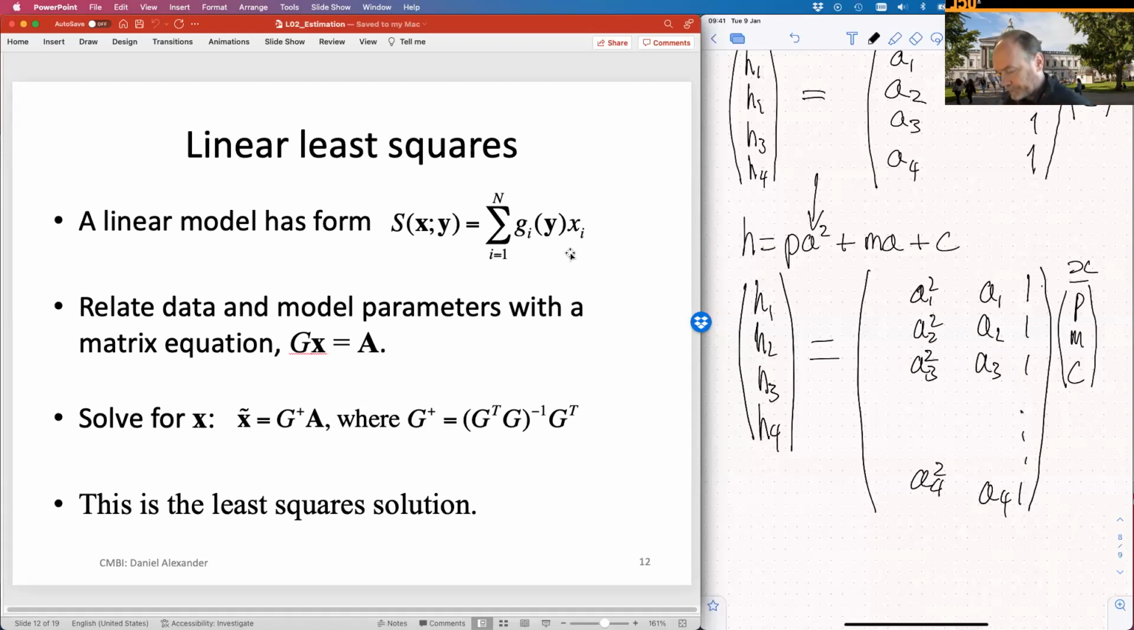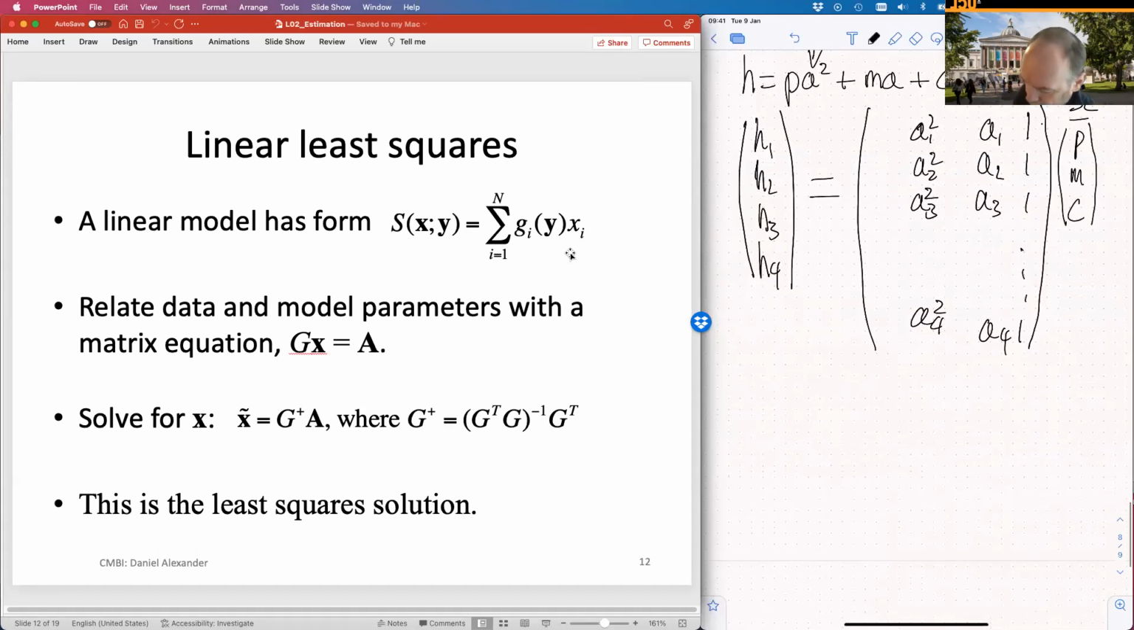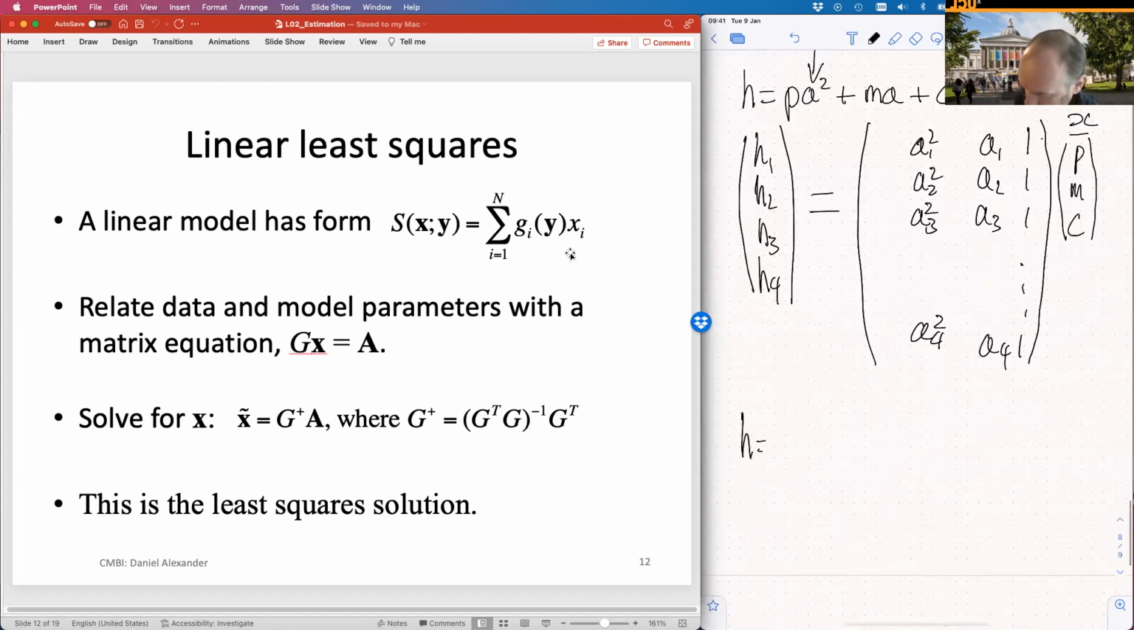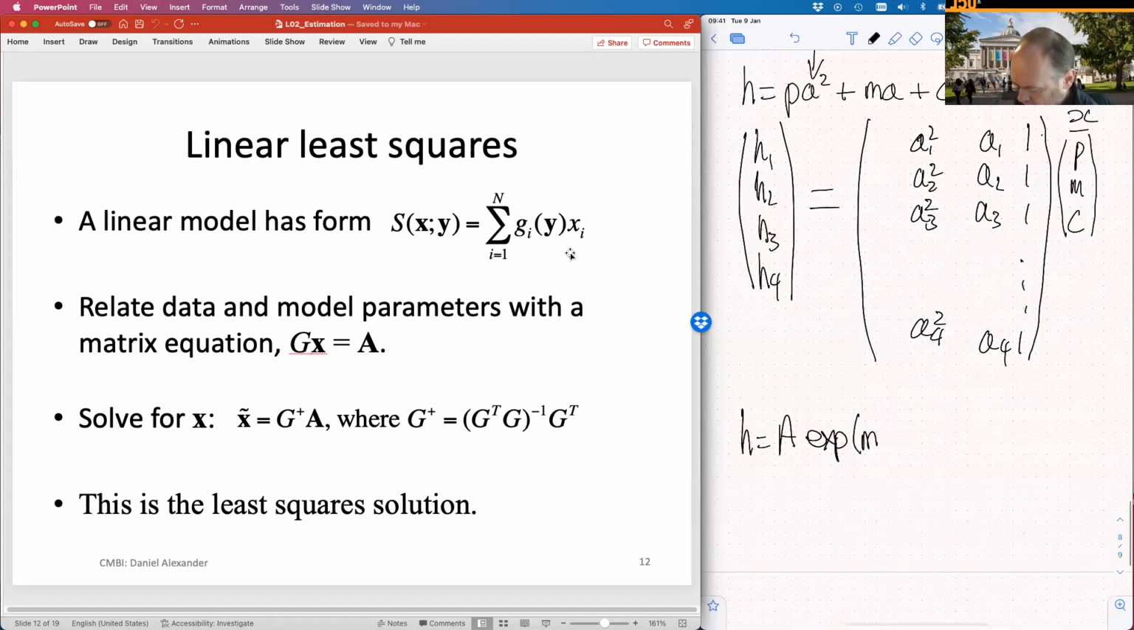Okay. Here's another one. This one linear? Votes for yes. Zero votes for yes. Good. Votes for no. Zero votes for no as well.